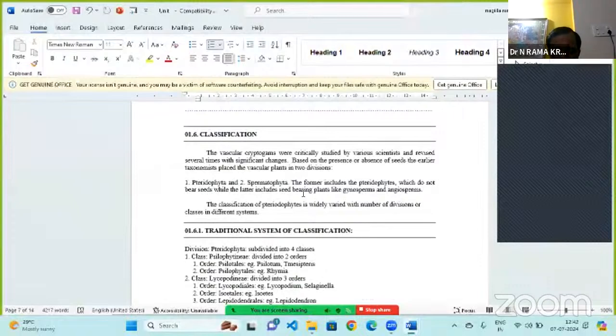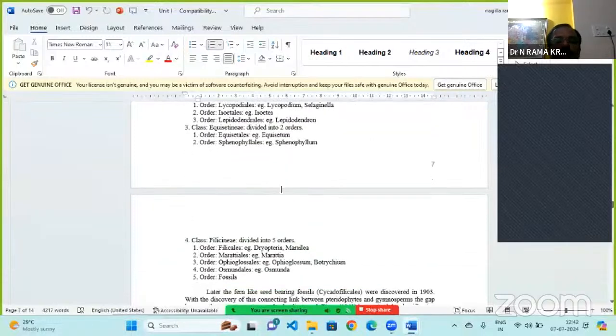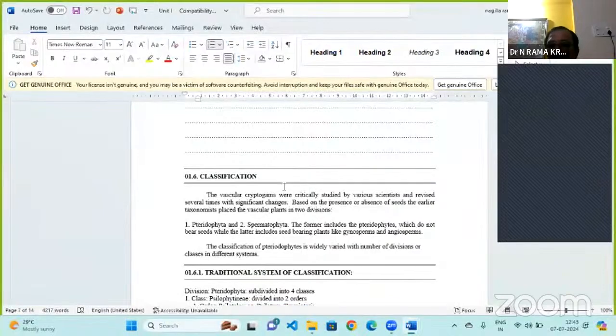Next one, classifications. Before the classifications, we are going to discuss the life cycles. Later we'll discuss the classifications. So first, life cycles: how many types are there? The typical life cycle of pteridophytes is a regular alternation of generations. Gametophyte is the sexual stage. Sporophyte is the asexual stage.